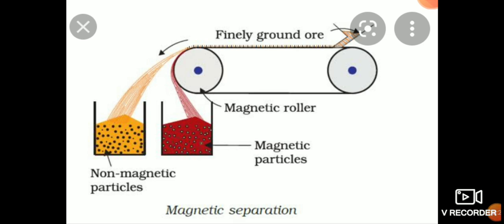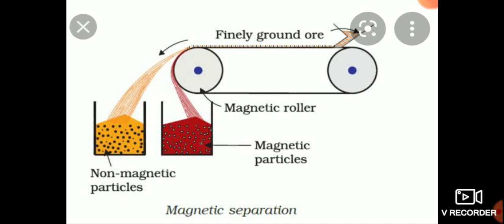Next one is the magnetic separation method. In the magnetic separation method, the crushed ore is placed over a conveyor belt. The belt rotates around two metal wheels, and one of the wheels is magnetic. So the magnetic particles are attached to the magnetic wheel.